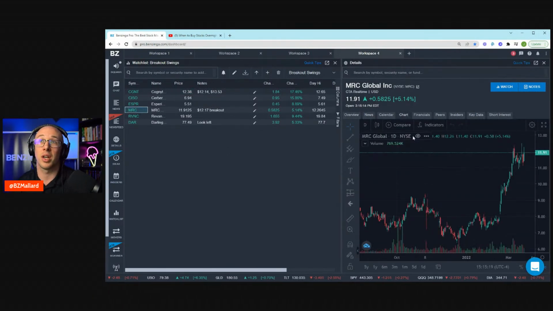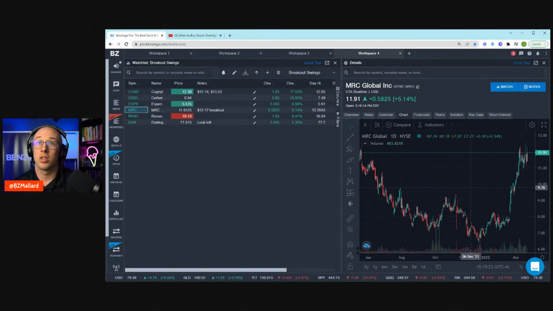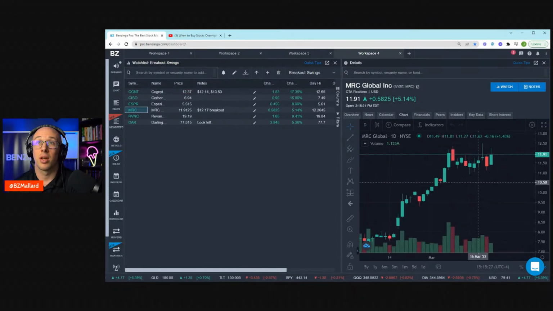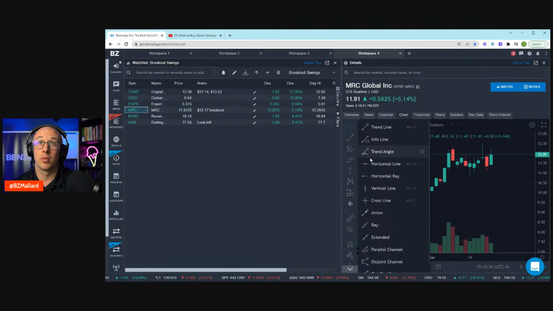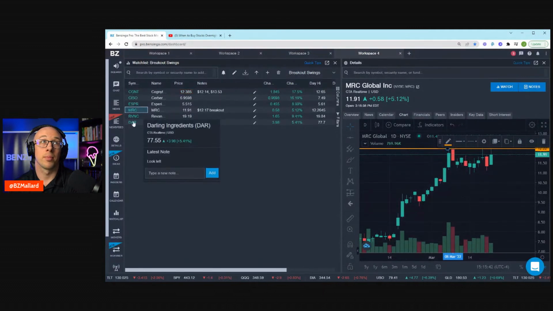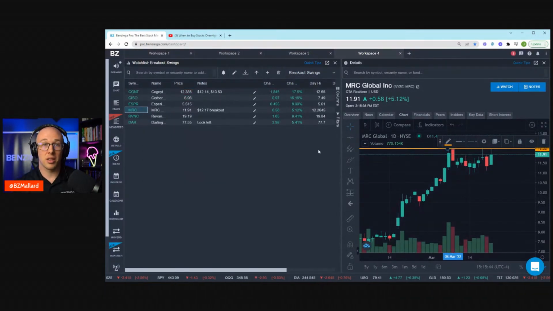Let's look at one more here. I said 1217 breakout. So it looks like I just put this on my watch list. And then at 1217, it looks like I wanted it to break above the top of this red candle. And so that's really what I'm waiting for there. So that's kind of the process that you can use.